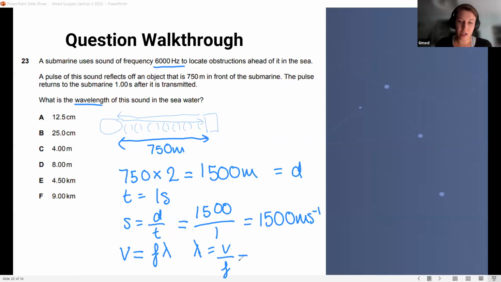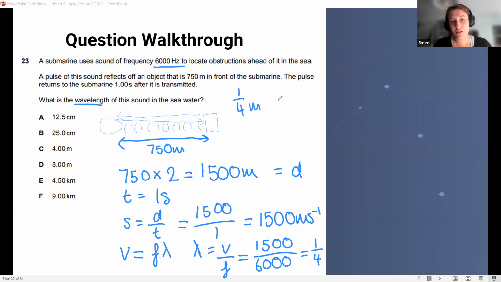So we can now use our values. So we'd have 1,500 divided by 6,000, which would give you 1/4. So that's 1/4 meters. So that would be 25 centimeters, giving you an answer of B.